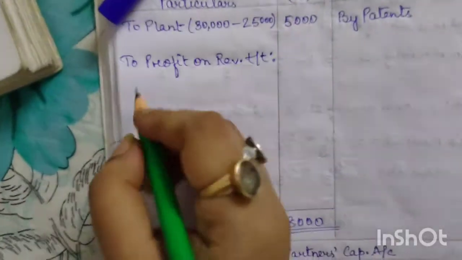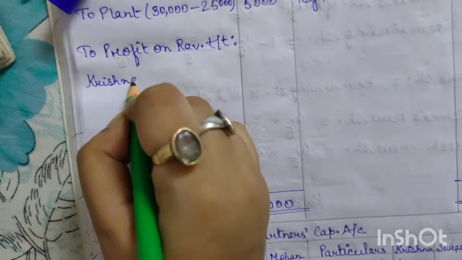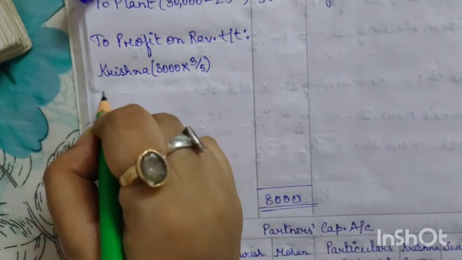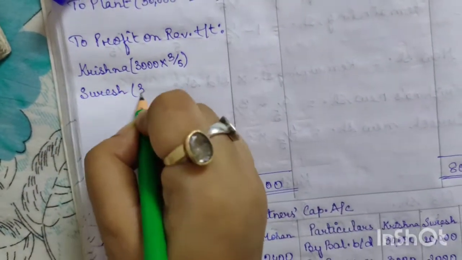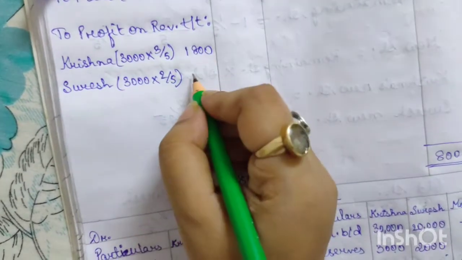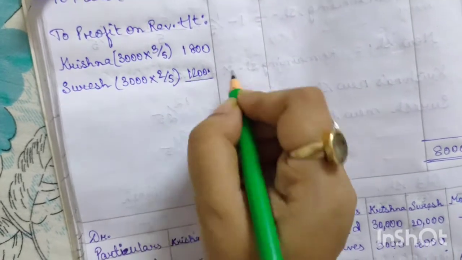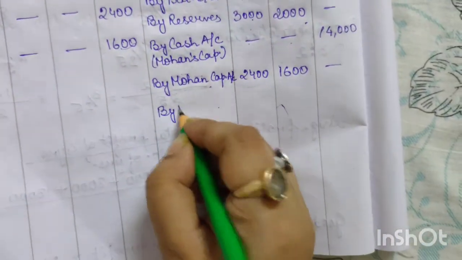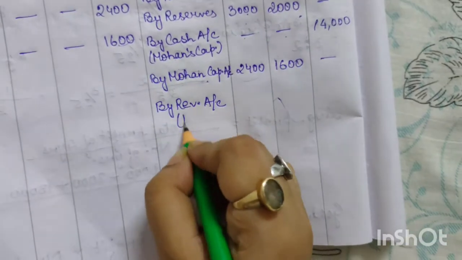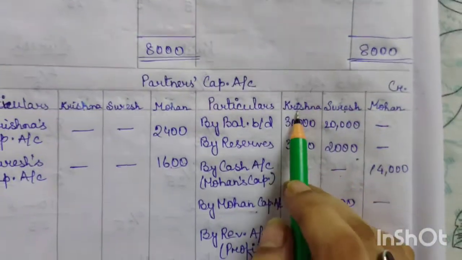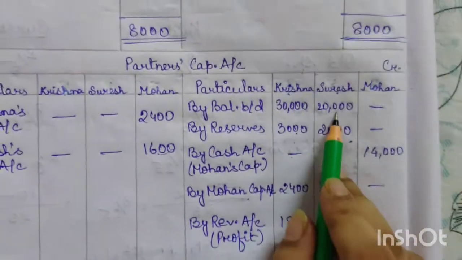So we will write here Krishna, profit was 3,000 into their old share was 3/5 for Krishna, and for Suresh it is 3,000 into 2/5. So here it will be 1,800 and here it will be 1,200. So total will be 3,000. Now this 3,000 will become by revaluation in partners' capital account. So we will write in partners' capital account in the credit side by revaluation account, since it is profit. So it will be 1,800 for Krishna and 1,200 for Suresh. Now all the entries are done.